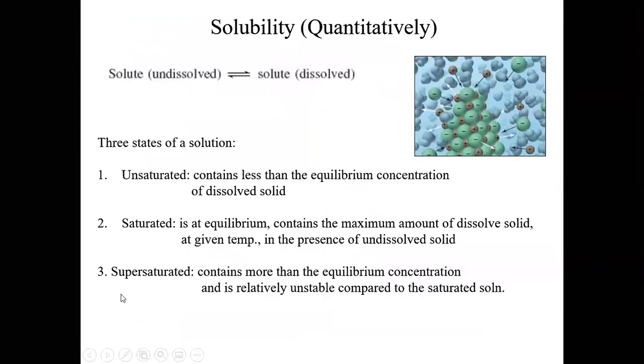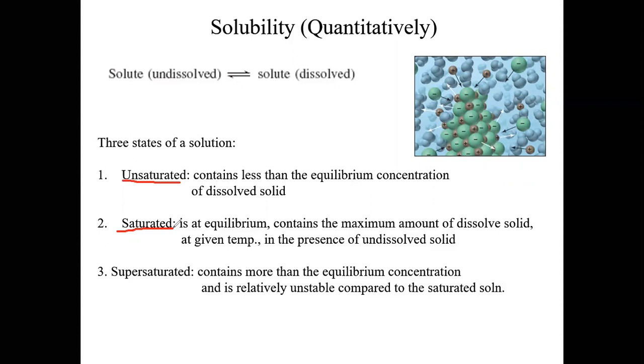Now when we talk about it quantitatively, we're talking about solute which is undissolved, and solute that is dissolved. With the solute, there are 3 different types of solutions. We have unsaturated, which means there's less solute at equilibrium, so you can put more solute in solution. Unsaturated means you haven't reached the maximum amount of solute at a given temperature for that compound. Saturated means you've put the maximum amount of solute at a given temperature for a compound, and if you added any more, it would cause the compound to crash out.